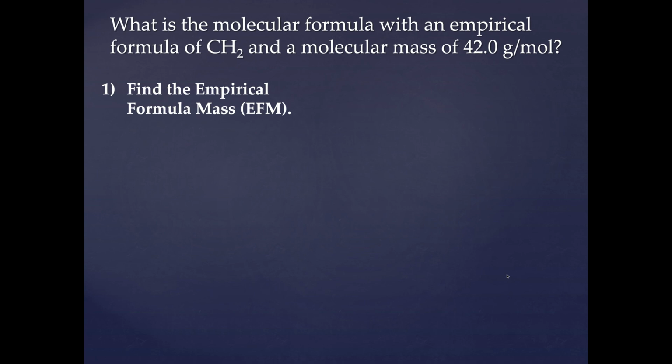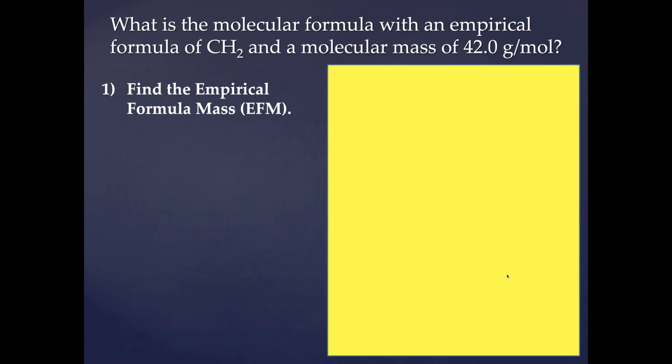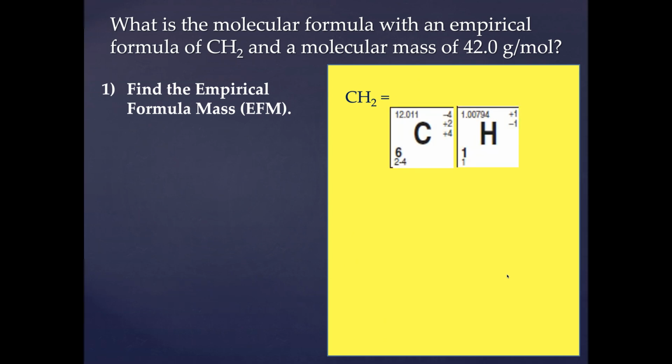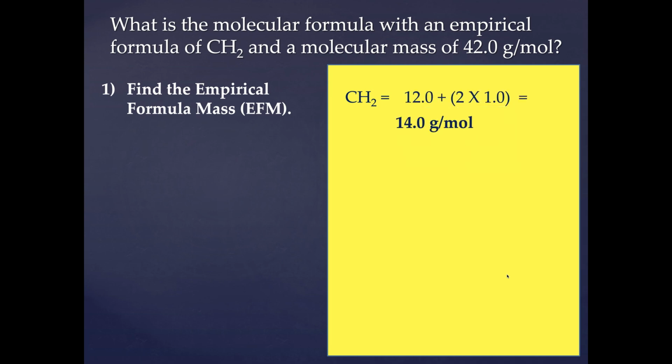So first, let's find the mass of that empirical formula. We have CH2. Each carbon is 12.0. Each of the two hydrogens is 1.0. So our empirical formula has a mass of 14.0 grams per mole. Now, 42 is going to be a whole number multiple of 14.